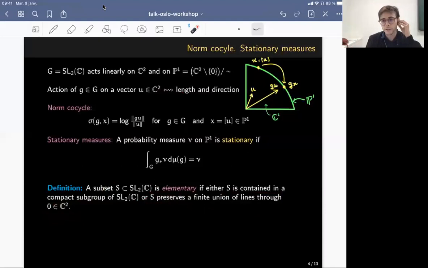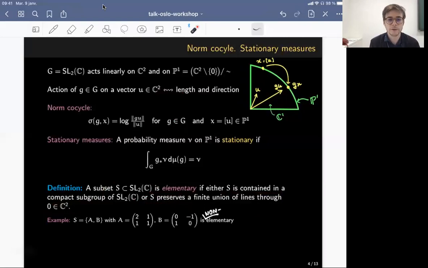So as an example, if you take the two matrices from the previous slide, it's easy to see that they form a non-elementary set because this matrix here is hyperbolic. So when we iterate, we go to infinity. And this matrix here doesn't preserve the eigenspaces of the first one. So this condition also doesn't hold here. So we see that it's very easy to get non-elementary sets.